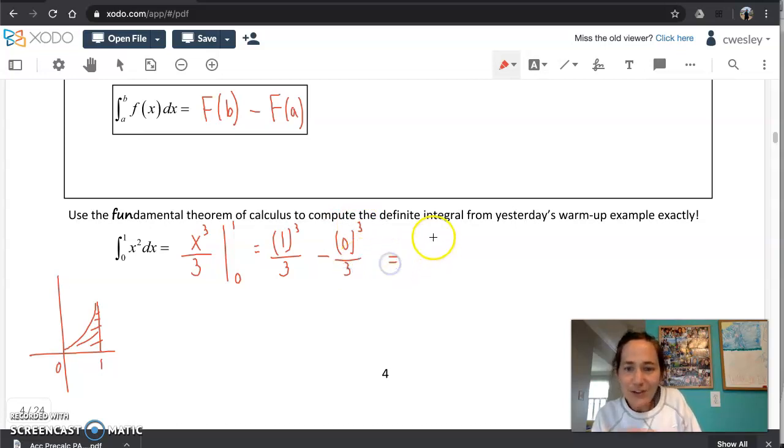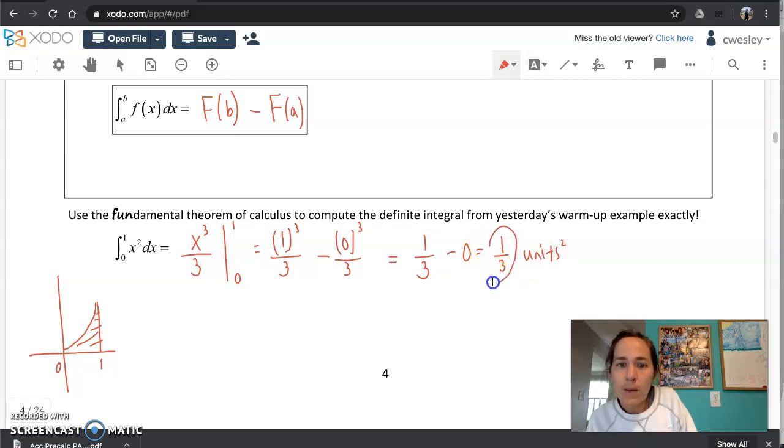So your answer, and you might have guessed this, your exact answer for the area under that curve is 1/3 minus 0/3. It is 1/3 of a unit squared. So we'll say squared units. 0.3 repeating was going to be the exact answer for that.